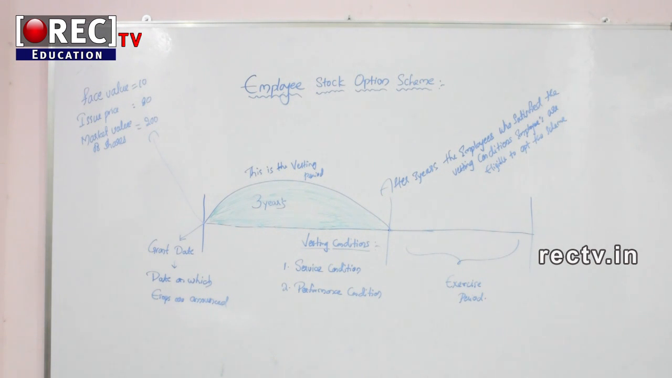Then how is it a benefit to the employees? Look at this. The face value of the share on the grant date is 10 rupees and the issue price is 80 rupees. The issue price means the shares can be purchased by the employee after 3 years at 80 rupees, and the present market value of the shares is 200. So the employee can benefit by 120 rupees after 3 years. The market value of the share after 3 years we can't determine, so we are looking from the point of view of the grant date.